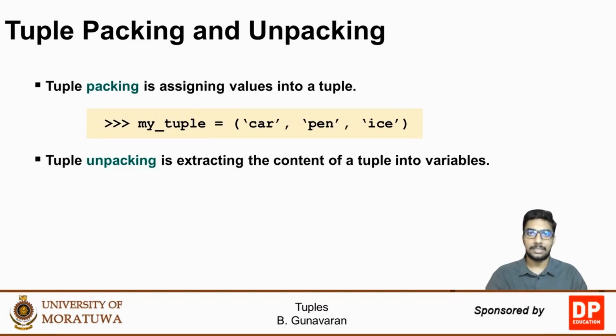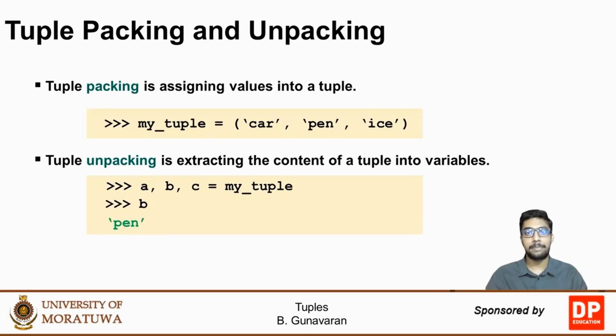Let us look at an example to understand what it means. We have 3 variables, a, b, and c, on the left-hand side of the equal sign, and the tuple my tuple on the right-hand side. We know that the tuple on the right-hand side contains the values car, pen, and ice. What this line of code does is, the content of the tuple will be assigned to the variables on the left-hand side. Hence, the string car will be assigned to variable a, the string pen will be assigned to variable b, and the string ice will be assigned to the variable c.